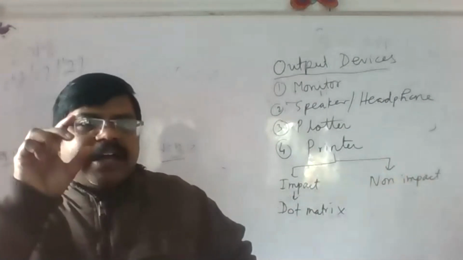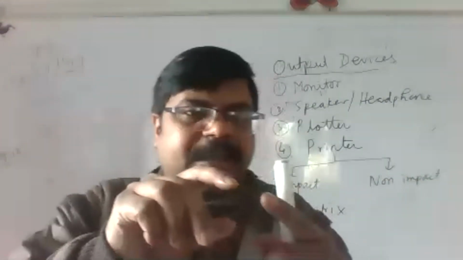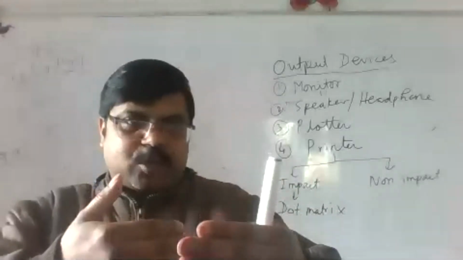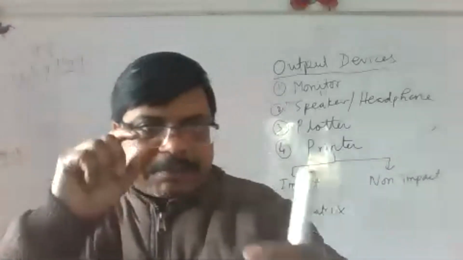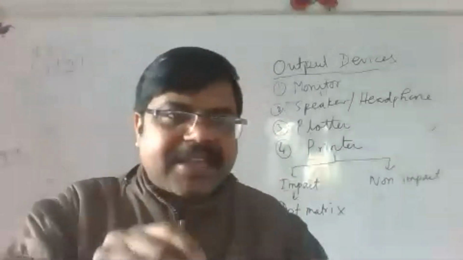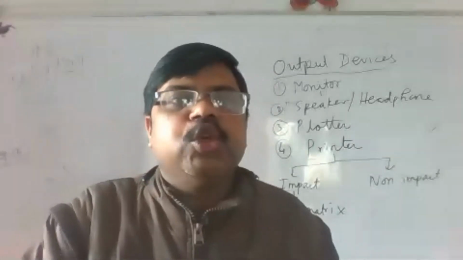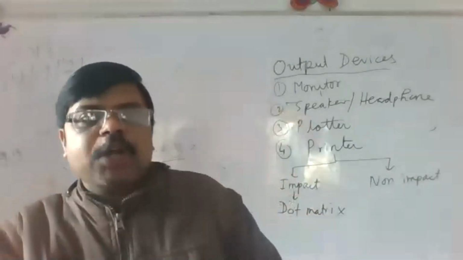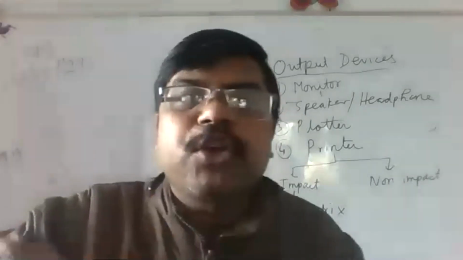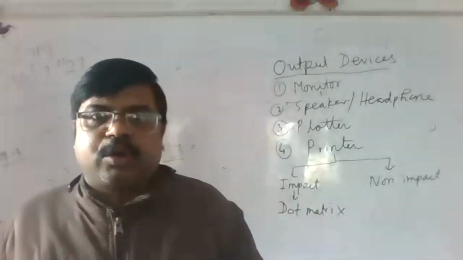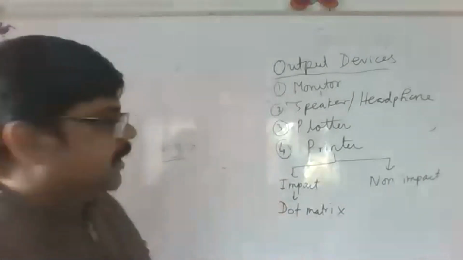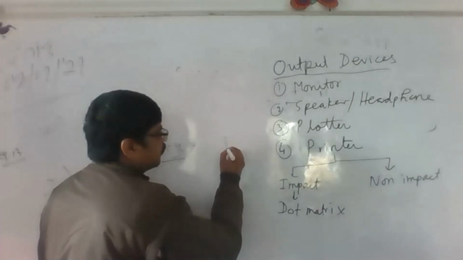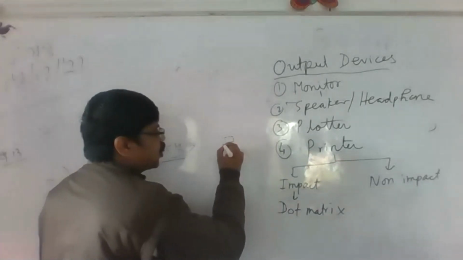There you have a head that strikes the ribbon, and that ribbon is just in front of the paper. When the hammer, that means the pin, strikes the ribbon, you get a dot on the paper. In a dot matrix printer, a collection of dots makes a character. If you have to write a P, then in a dot matrix printer, P will be printed like this, which will be a collection of dots.